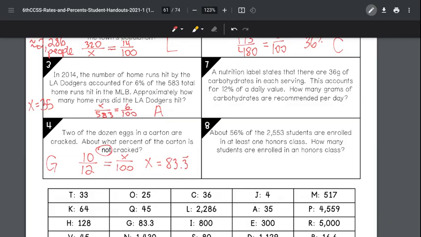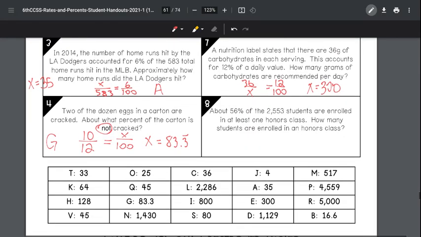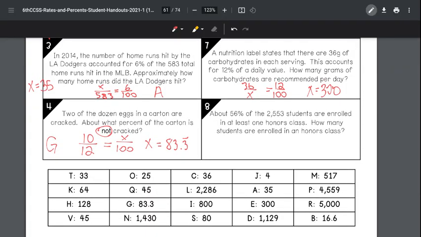Number 7, a nutrition label states that there are 36 grams of carbohydrates in each serving. This accounts for 12% of the daily value. How many grams of carbohydrates are recommended per day? So 12% over 100% equals 36 over x. 36 times 100 equals 3,600. Divide that by 12. Recommended x equals 300. Which is not on the list.